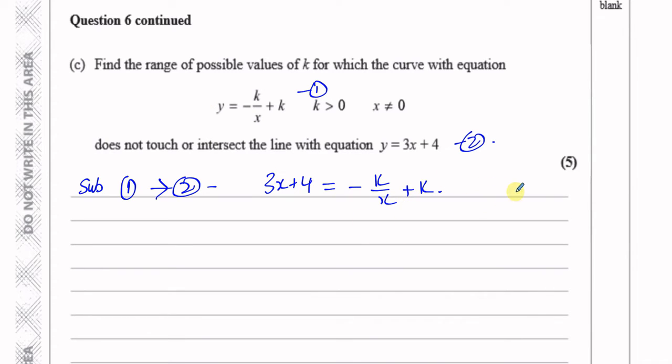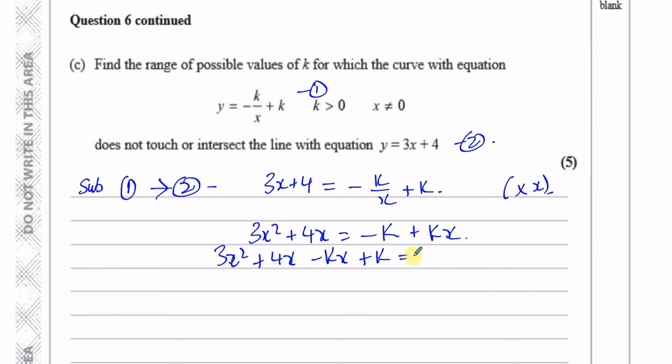Okay, so now I can solve this equation. First of all, let's get rid of the fractions. Let's multiply both sides by x. Multiply this side by x, you get 3x squared plus 4x. Multiply this side by x, you get minus k plus kx. Okay, now it looks like we have a quadratic. So let's bring all the terms to one side and see what happens. So we get 3x squared plus 4x minus kx plus k equals 0.